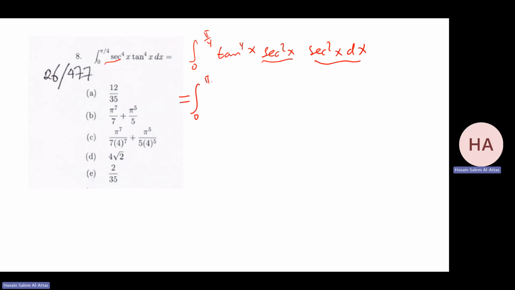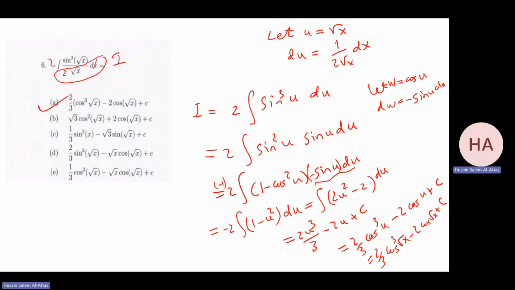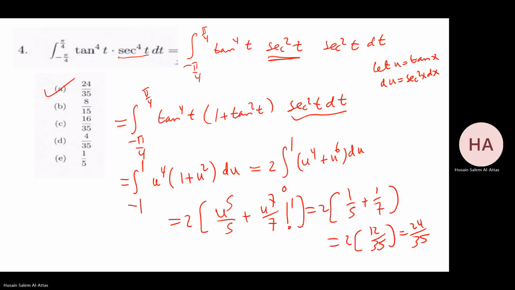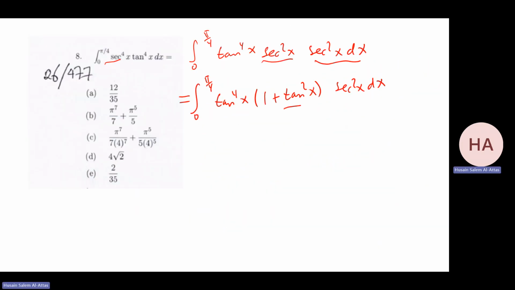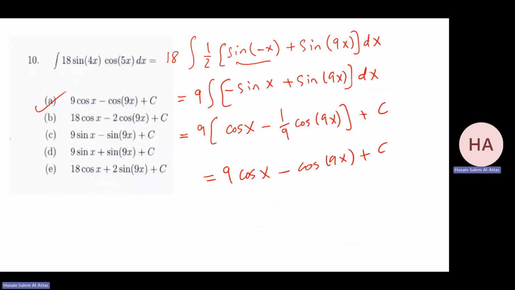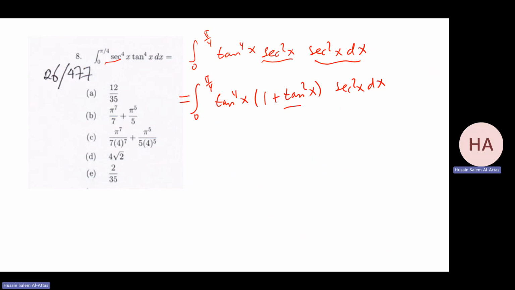So integral from 0 to pi over 4 of tan to the power 4x, secant square is 1 plus tan square, times secant square x dx. I did u to be tan square. Did you do it before? Yeah, but that was minus pi over 4. This is from 0 to pi over 4. Okay, so expecting the number by half. Okay, by 2.